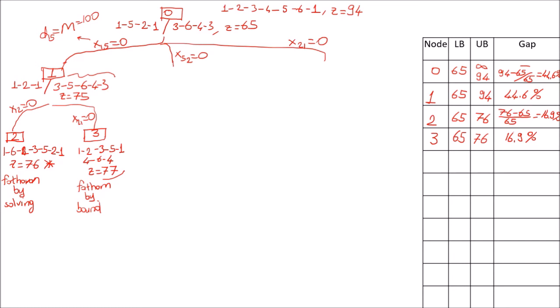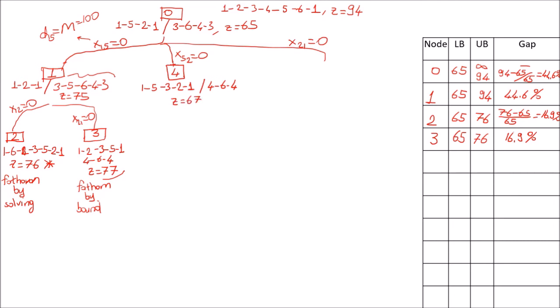Now we have two open nodes, and they are at the same level, and according to depth first search, we will select one of them randomly. So I'm selecting this one as our next node. Okay, and when we solve this problem, we obtain this solution 1 to 5 to 3 to 1 to 2 to 1. This is one solution, and 4, 6, 4, the other subtour.